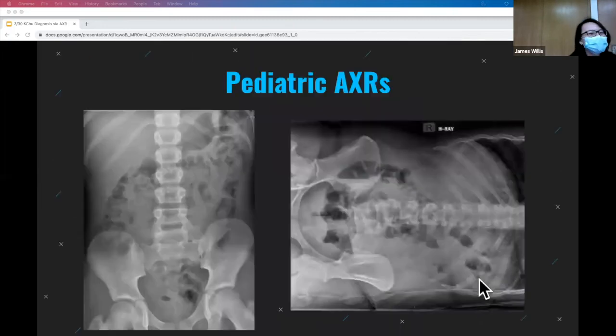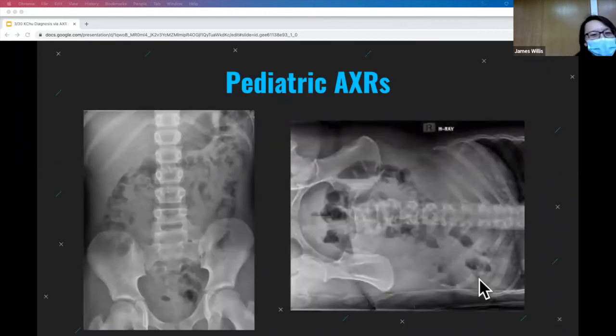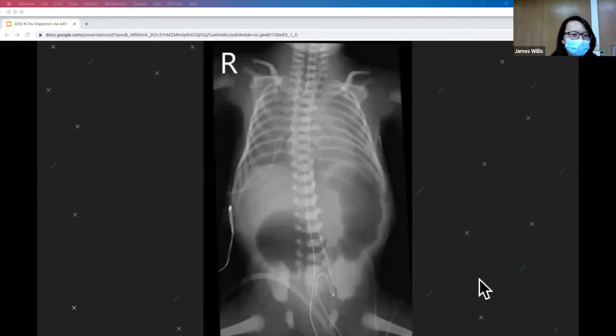So let's transition to pediatric x-rays. For pediatric x-rays always get two views, supine and upright, or left lateral decubitus. You have to see air in the abdomen. If there's paucity of air, you worry about an obstruction. This is an adult, but I couldn't find a normal peds one. Okay. I feel like you guys haven't really done that many peds x-rays, but let's give it a shot.